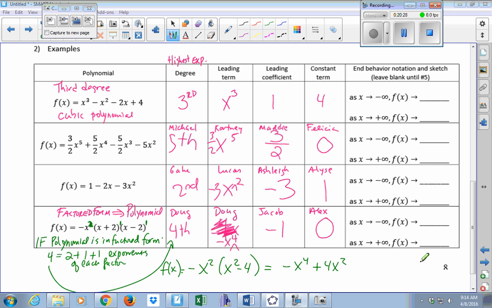So the leading term is negative x to the 4th. There is no constant term here, none. So you could put the plus 0 in there if you want. The leading coefficient is negative 1.